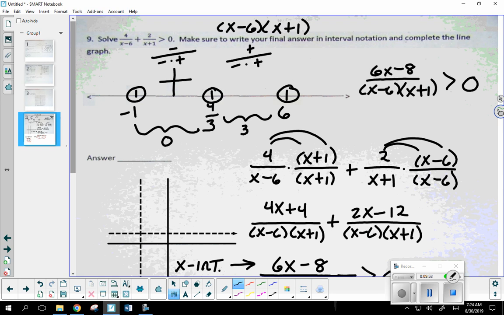So it looks like I'm going to have a positive divided by a negative. So between 4/3 and 6, the graph should be below the x-axis. I ended up with a negative. Remember, if it's positive, it's above, negative if it's below.